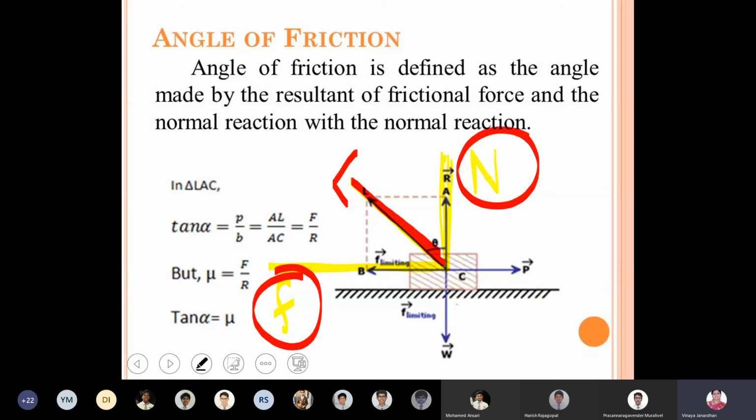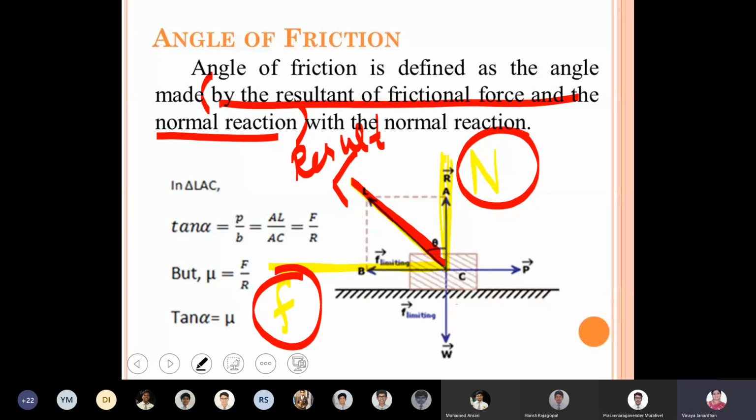This is one part of the question, the statement. Angle of friction is defined as the angle made by the resultant of the frictional force and the normal reaction with the normal reaction. This resultant is inclined at an angle theta with the normal reaction. This angle we call the angle of friction. Anyway, it's time up, boys.